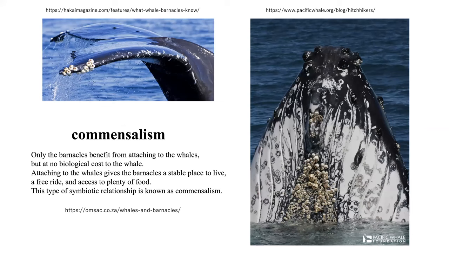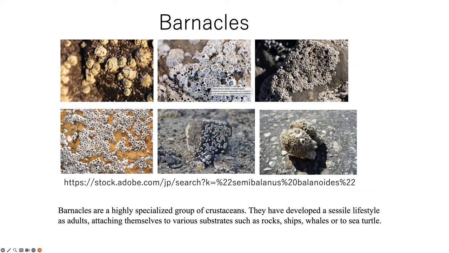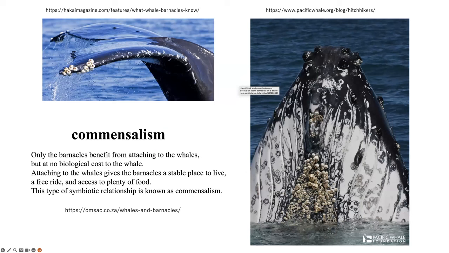Not only that, as I show in this picture, the barnacles attach to rocks, but they also attach to the surface of whales. You can see this is the tail of the whale, and this is the belly of the whale. Only the barnacles benefit from attaching to the whales, with no biological cost to the whale. Attaching to the whale gives the barnacles a stable place to live, a free ride, and access to plenty of food. This type of symbiotic relationship is known as commensalism.